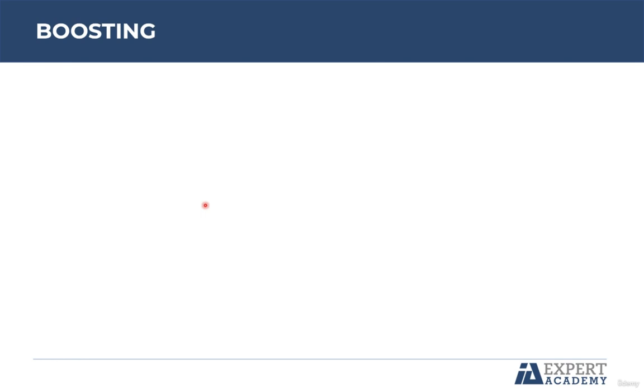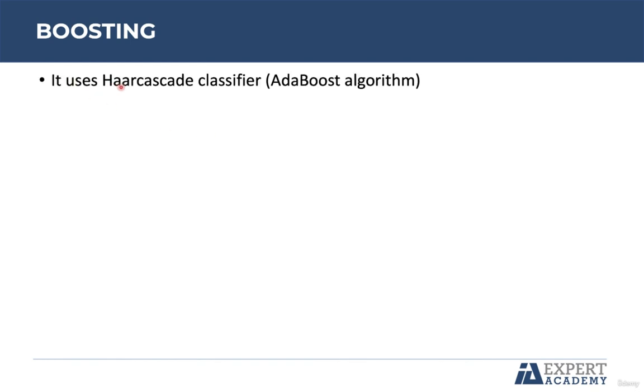Hello and welcome to this lecture where you are going to learn the basic intuition about two tracking algorithms, and the first one is boosting, as you can read here. It is a slow algorithm, does not work very well, it's not so efficient, and it is based on the Haar cascade classifier with the AdaBoost algorithm. This is the algorithm used for detecting faces and objects with OpenCV.